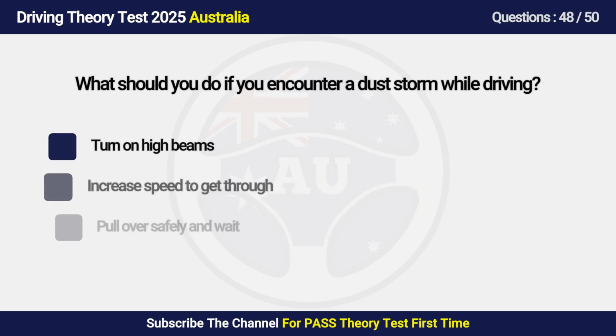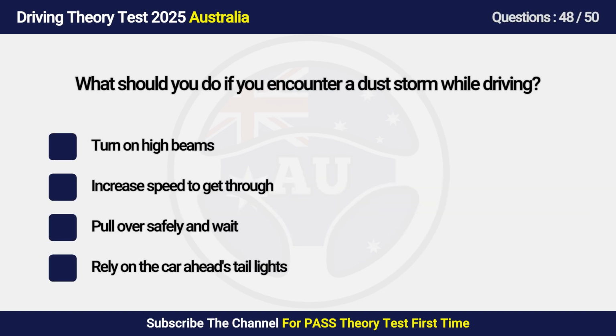Question 48. What should you do if you encounter a dust storm while driving? A. Turn on high beams. B. Increase speed to get through. C. Pull over safely and wait. D. Rely on the car ahead's tail lights.